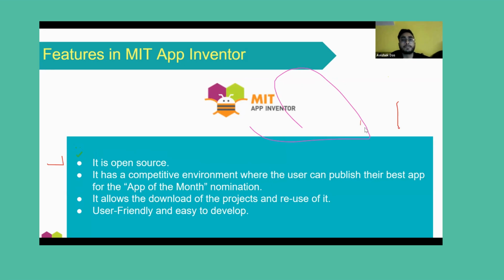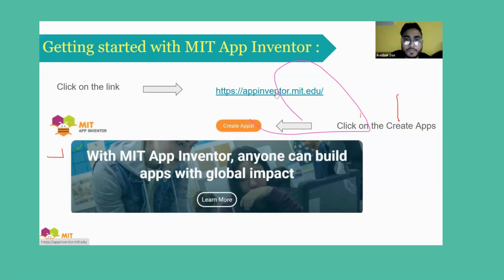So okay, let's begin then. I hope you people are clear with the features of MIT App Inventor. So now let's start making on it. Okay. So first we need to go to the link of the MIT App Inventor. I'll be giving you people the link in the chat.